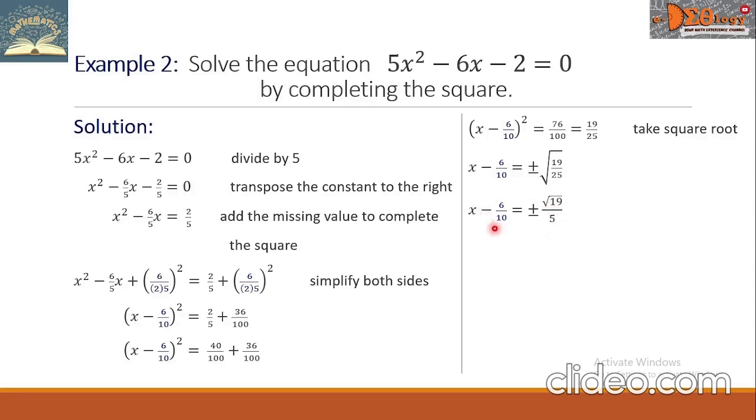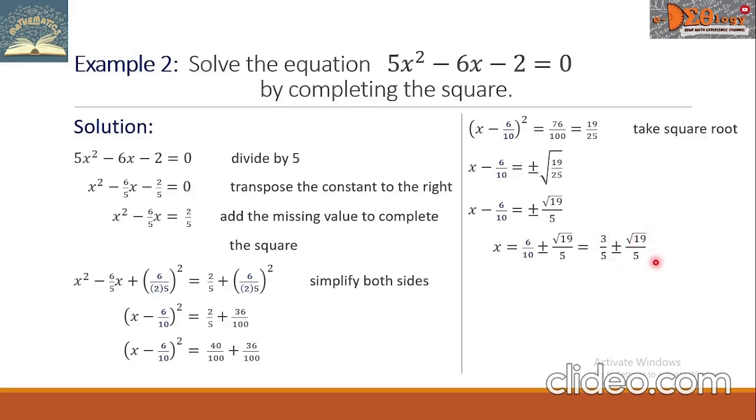This negative 6 over 10 we transpose to the right. So it becomes like this. The 6 over 10 from negative becomes positive to the right. Take note that the 6 over 10 can be simplified into 3 over 5. Then plus or minus the square root of 19 over 5.